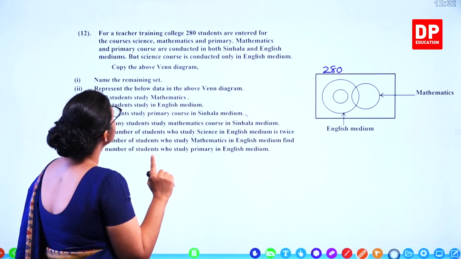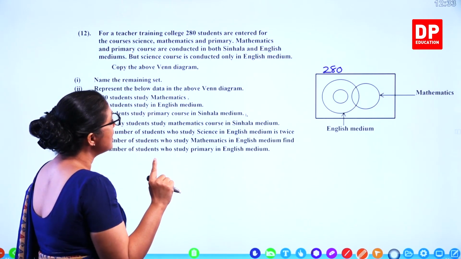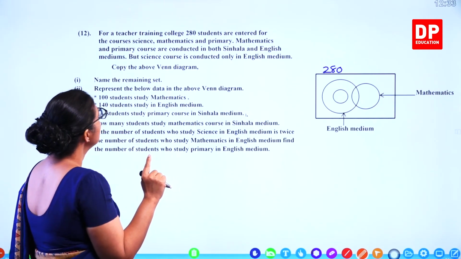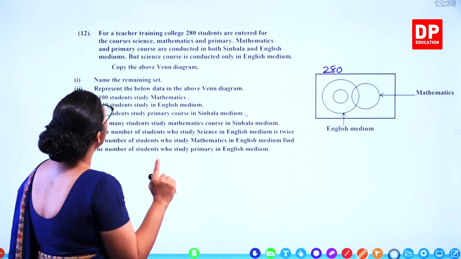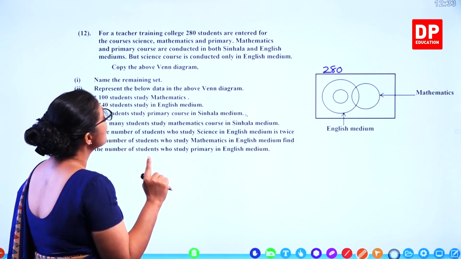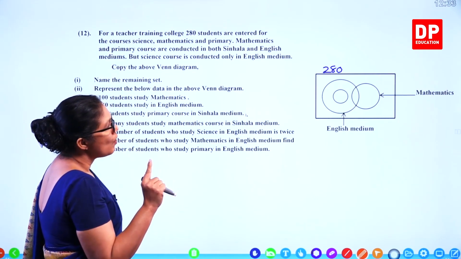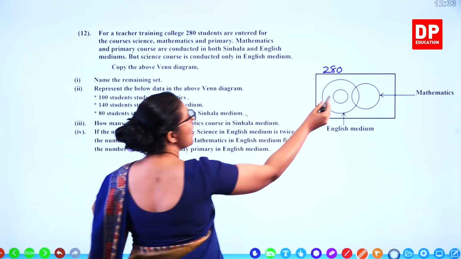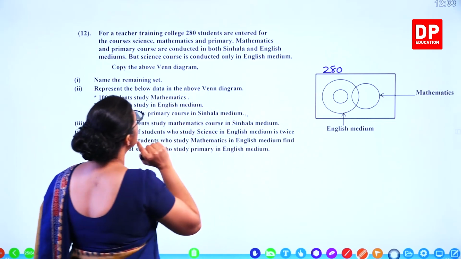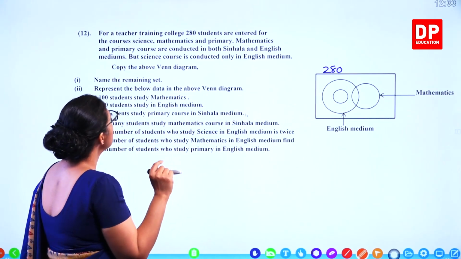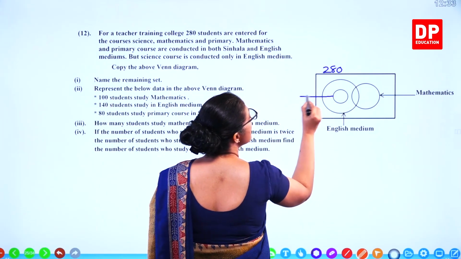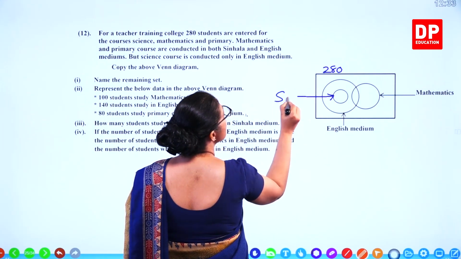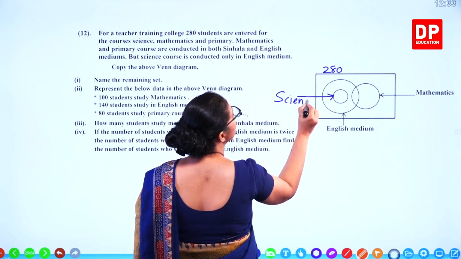Mathematics and Primary courses are conducted in both Sinhala and English mediums. That's Mathematics and Primary. But the Science course is conducted only in English medium. So that should be this one, inside the English medium circle. Copy the above Venn diagram, name the remaining set. So this is the Science set.